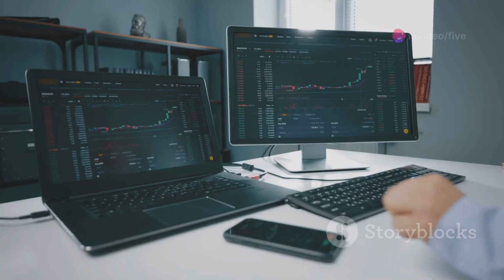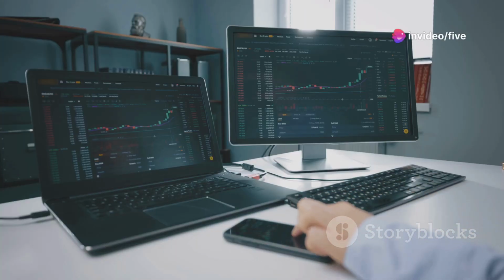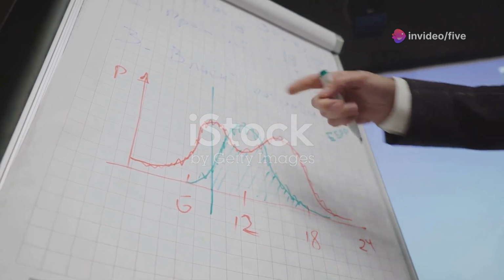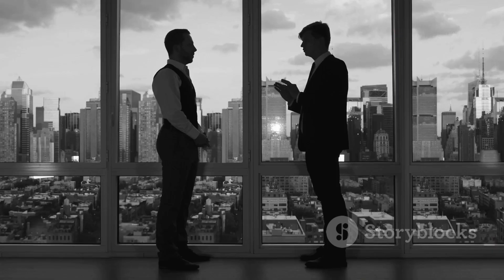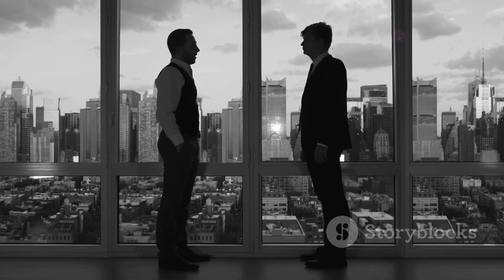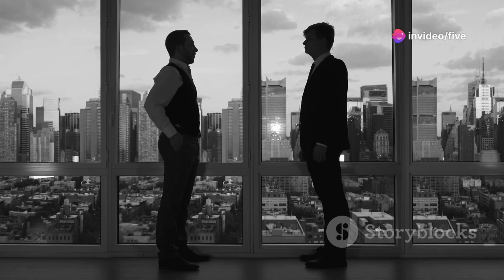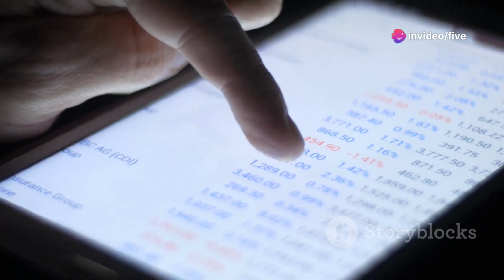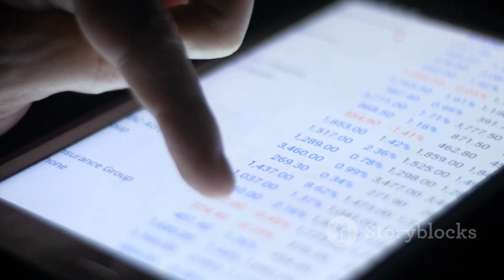Hey everyone, if you're diving into the world of investments, you've probably heard of the Sharpe Ratio, but what exactly is it? Let's break it down. The Sharpe Ratio, developed by Nobel laureate William F. Sharpe, is a way for investors like you and me to understand the return of an investment compared to its risk. Why does this matter? Because it helps us figure out if the extra bucks we're making are worth the extra risk we're taking on.